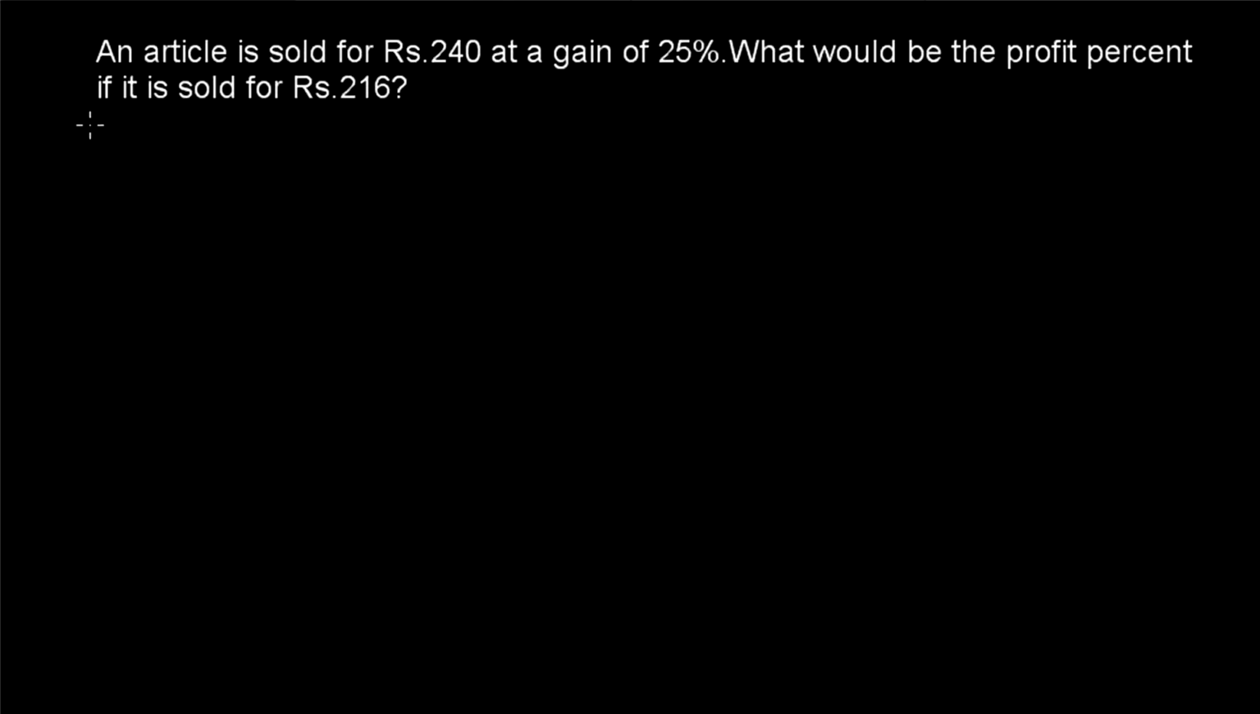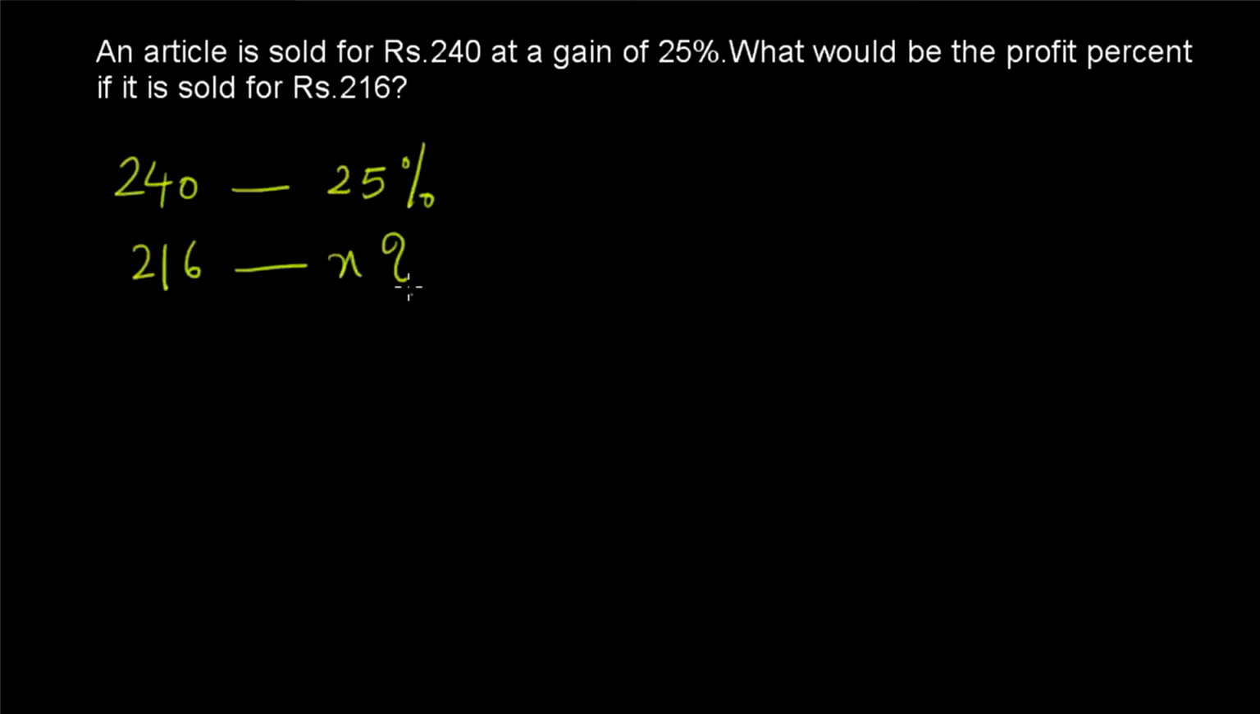Selling price is given, but we don't know the cost price. What we have to find out here is that two selling prices are given. If the article is sold for rupees 240, there is a corresponding gain of 25%. And if it is sold at 216, what will be the corresponding profit percentage? We are just reducing the selling price from 240 to 216, so from 25%, what gain percentage will it fall down to? That's the given question.